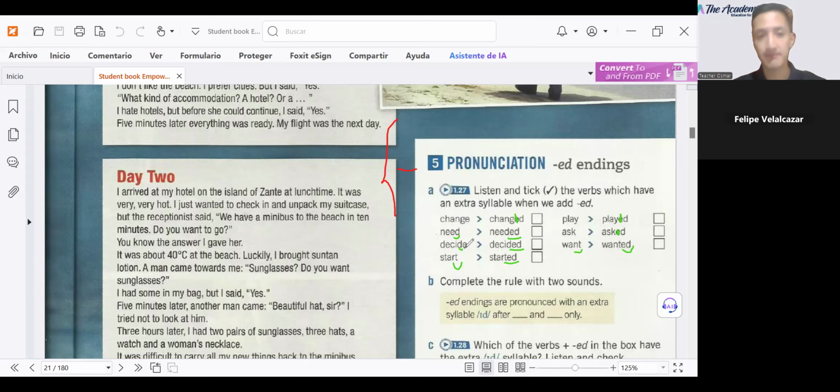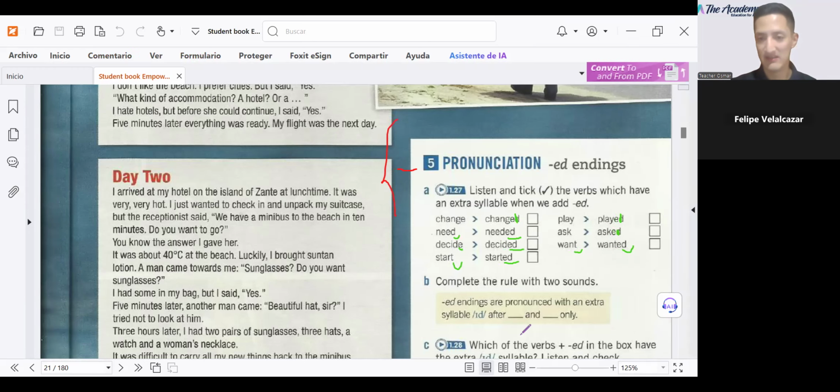Yes, tell me, Felipe. It's clear? Yes, it's clear. Only with the final letter, D or T. La Q también. No, solo la D y la T. Exactly. Just D and T. Excellent, right? Very, very easy, Felipe.